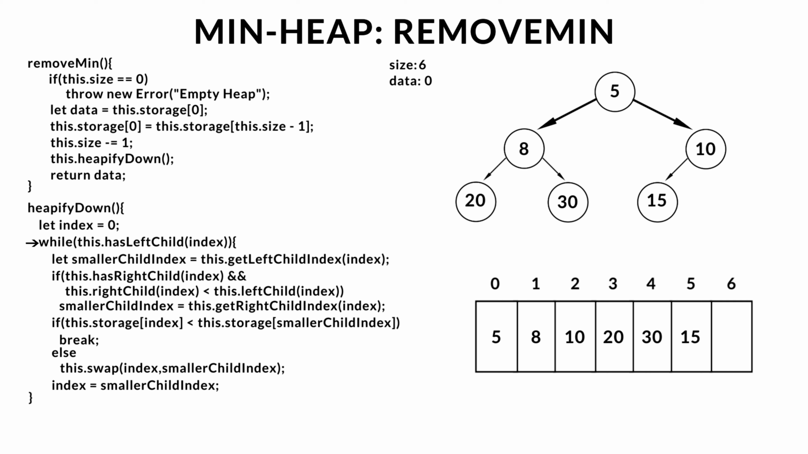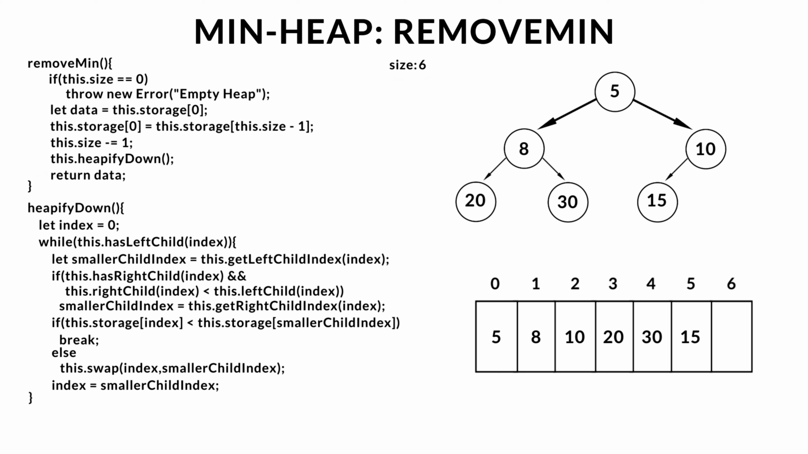Executing our while loop once more. Does the node we're currently at have a left child? It doesn't, so we're done executing our heapifyDown method. So we return to our removeMin method, where we now return the data that was removed from the heap.